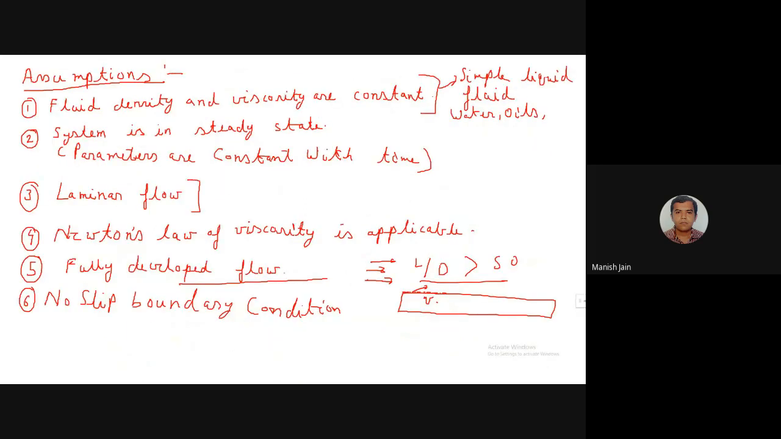The next assumption is the no slip boundary condition. What is the no slip boundary condition? This tells you that whenever a flowing fluid comes into contact with a solid body, the velocity of the fluid at the interface is equivalent to the velocity of the solid body. Okay, so at the solid-liquid interface, the velocity of the liquid is equivalent to the velocity of the solid body.